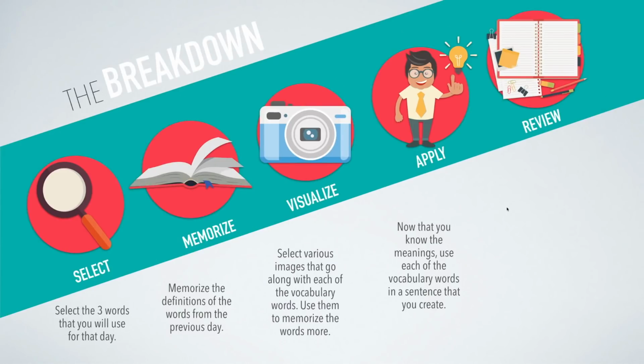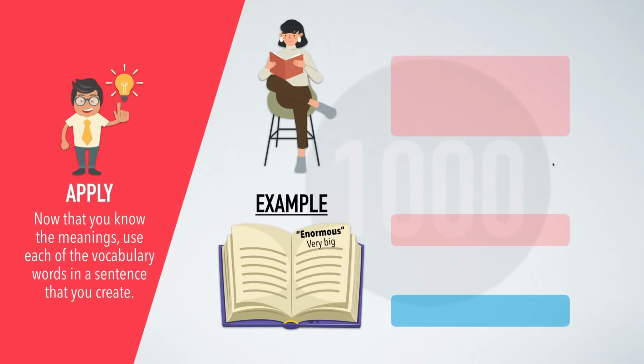Now we move to step number 4, the apply step. Now that you know the meanings, you're going to use each of the vocabulary words in a sentence that you create. So how is this done? So again, review the meaning and think about your life. Is there anything enormous in your life? Anything you know that is really big, all right? Think about it for a little while. This is why we've chosen 3 words, because this is going to take a few moments, right, for you to understand and process and connect things to your life.